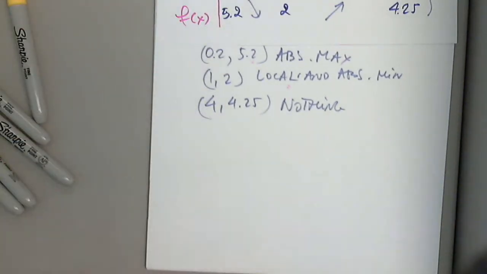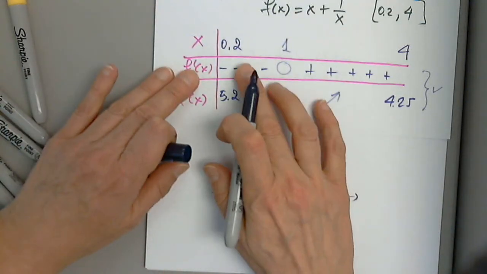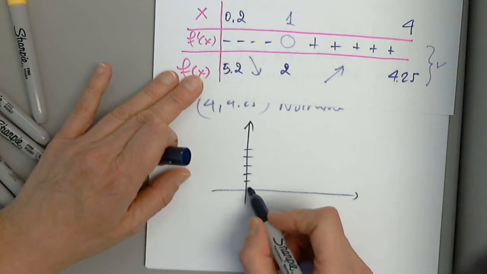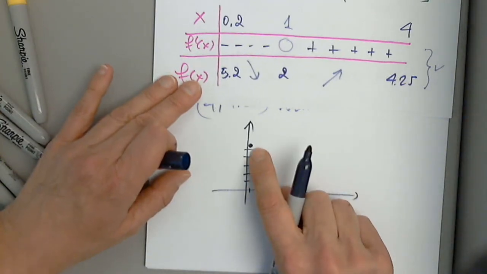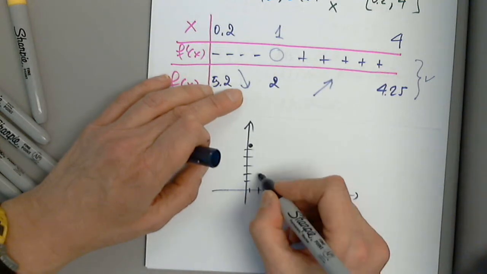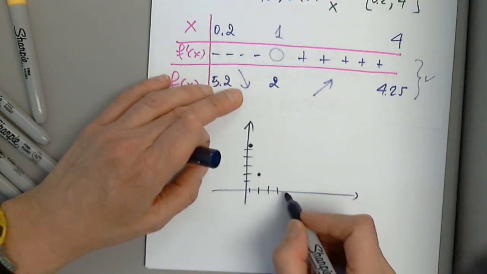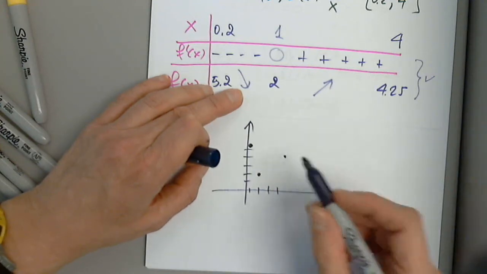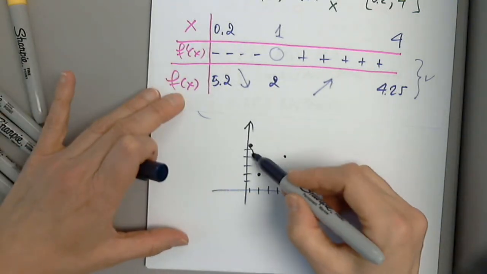So what if I do this? I will plot 0.2, 5.2. 1, 2, 3, 4, 5. This is 0.2, 5.2. You agree with this point? Okay, then 1, 2. We agree with this point? And then I have 3, 4, and 1, 2, 3, 4. Okay. So the graph, I'm not graphing the function. I'm just giving an idea.